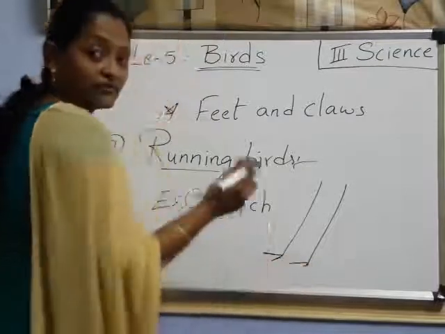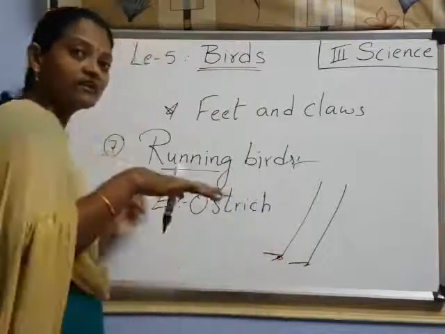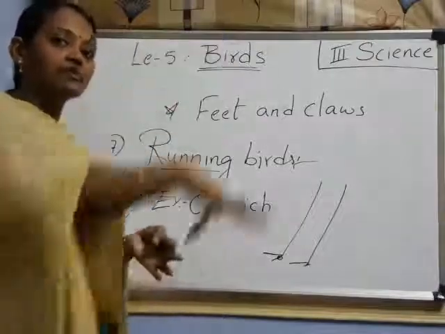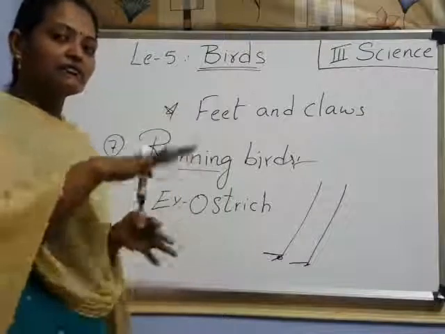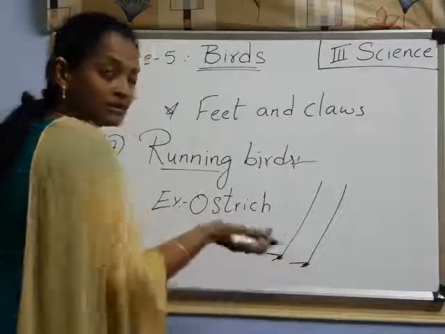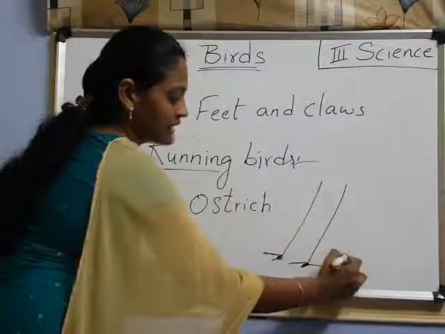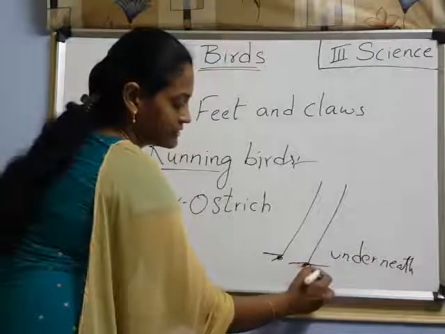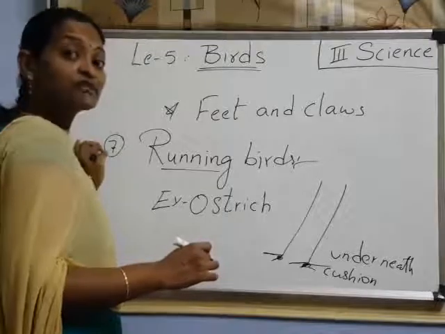The toes are 2 only. One is very long, another one is short, but they have a cushion on the foot. Cushion means it can easily jump, though it's very small, not so high. It can run very fast with that cushion. The cushion is at the underneath of the feet. Underneath means down. This cushion is helpful for running so fast.